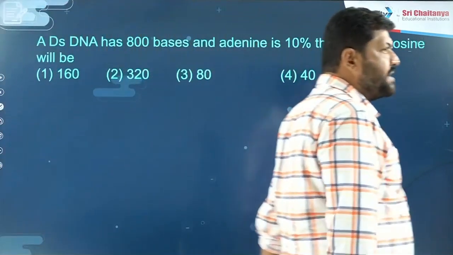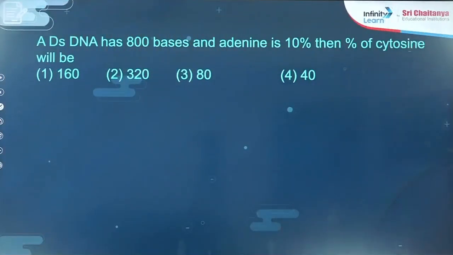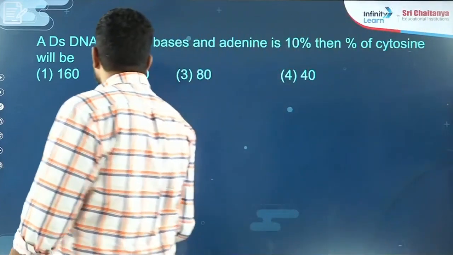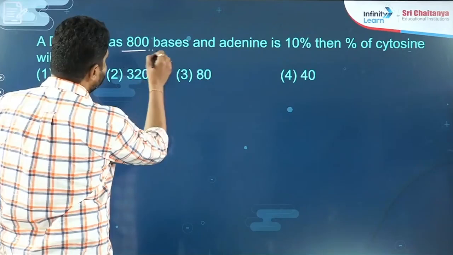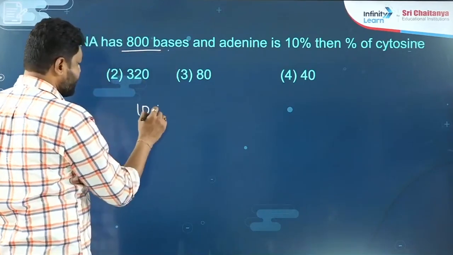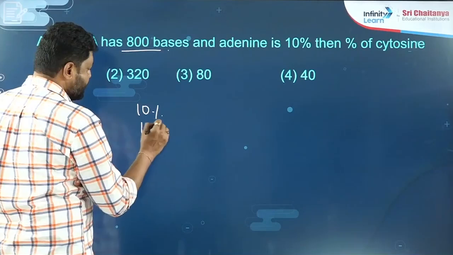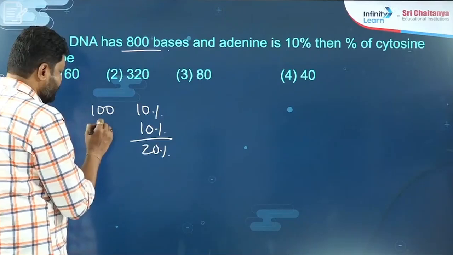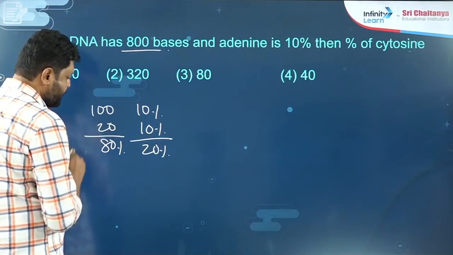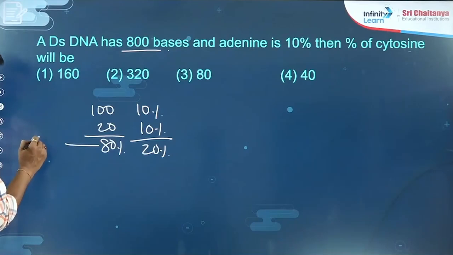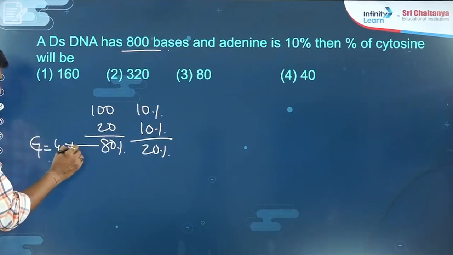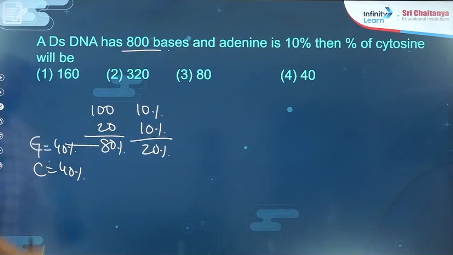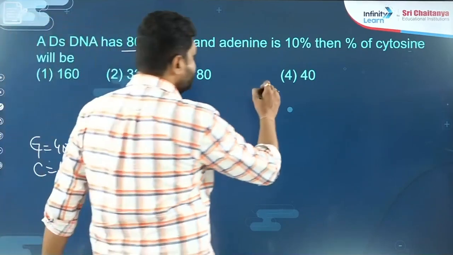Double stranded DNA has 800 bases. Adenine is 10%, then what is the percentage of cytosine, by the earlier calculation? Adenine is 10% and thymine will be 10%. So total is 20%. Out of 100, if you delete 20%, 80% will be there. Out of the 80, guanine will be 40%, cytosine will be 40%. From the earlier calculations, the answer is 40%.